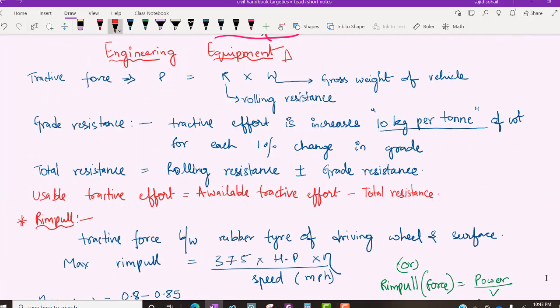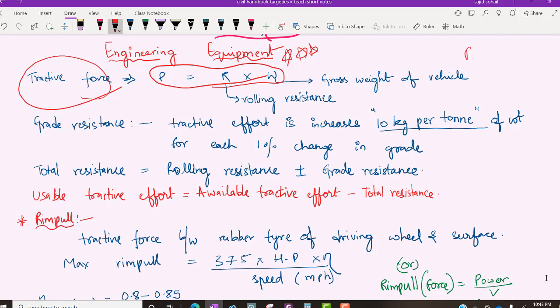So in this chapter there are some important formulae, and from these formulae the questions are coming. The first formula of importance from this chapter is tractive force. How much tractive force is being exerted by a vehicle in order to move? Very simple formula, P equals R into W, which is similar to your friction formula.